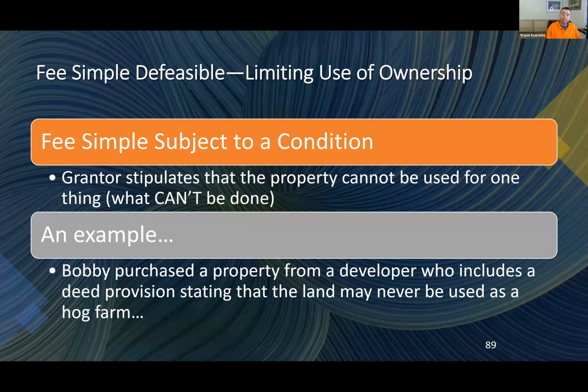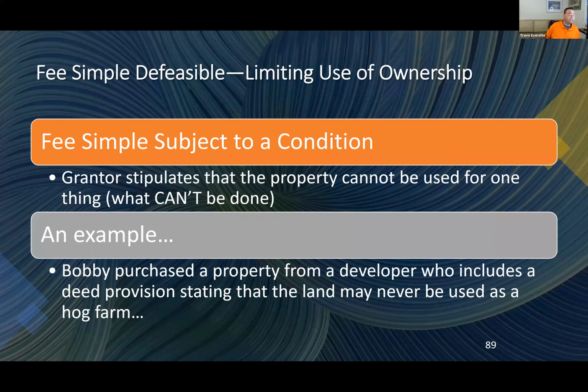You could also have a fee simple subject to a condition deed. Fee simple subject to a condition is a grantor who does want to stipulate, but they don't want to stipulate what you can do with the property. They want to stipulate what you cannot do with the property. If you think about covenants, aren't covenants really a list of things that you can't do with the property? So attaching covenants to the property would be an example of a fee simple subject to a condition.